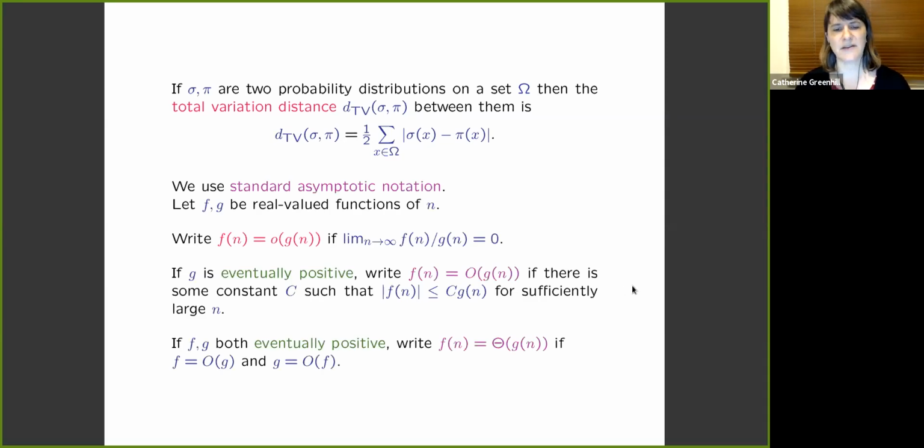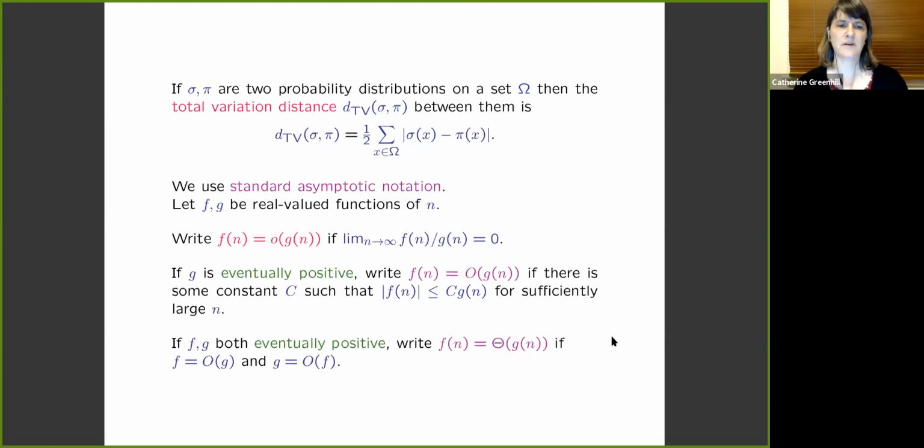And here is a bunch of standard asymptotic notation. Just quickly, f is little o of g if f divided by g tends to 0. f is big O of g if eventually the absolute value of f is bounded above by some constant times g, and we assume here that g is then positive eventually. And if f is big O of g and vice versa, then we write capital Theta for this.